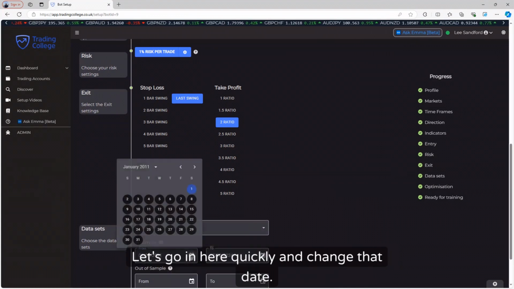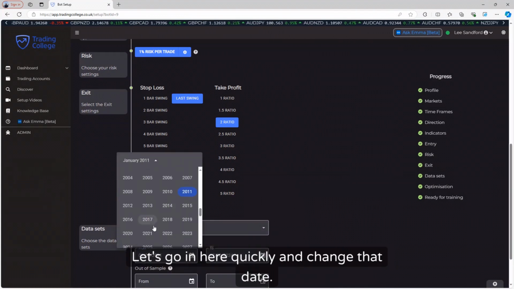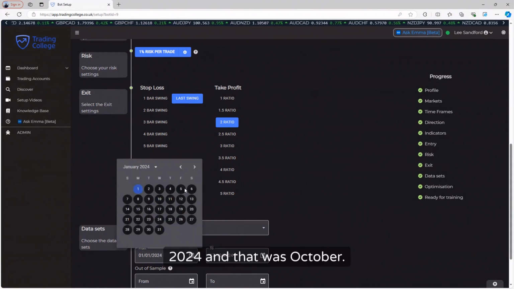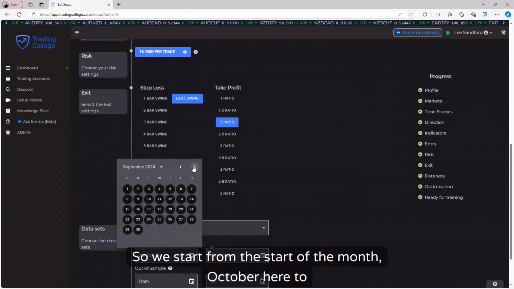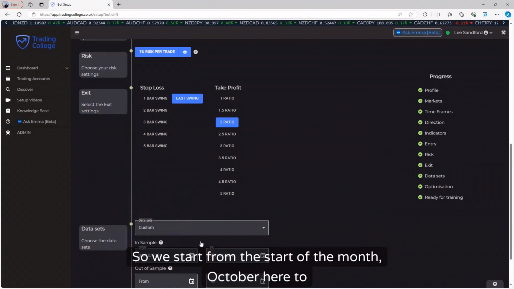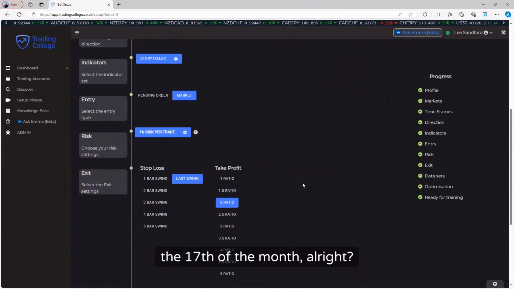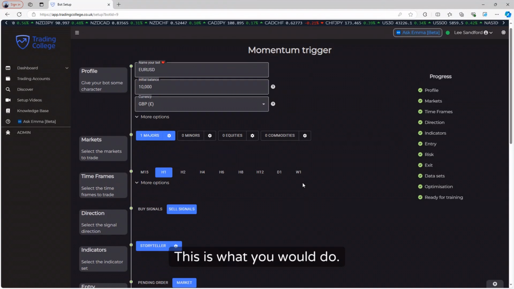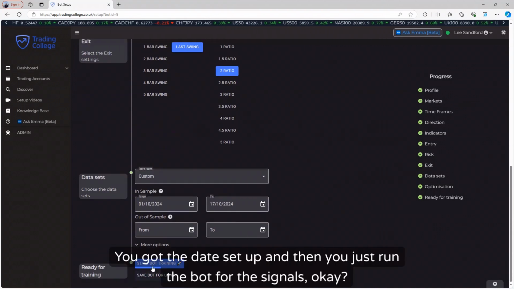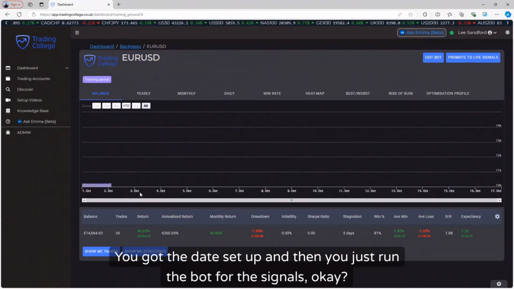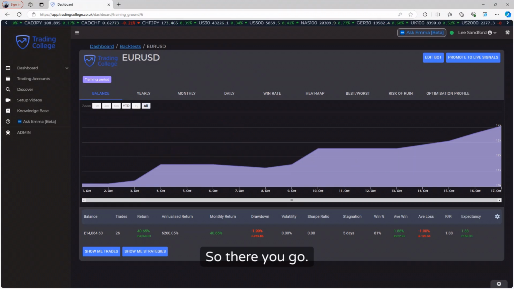Let's go in here quickly and change that date. 2024, and that was October. So we start from the start of the month, October here, to the 17th of the month. All right, so set the bot up. This is what you would do. You just set it up once you get that signal on the daily. You got the date set up, and then you just run the bot for the signals. Okay, so there you go.